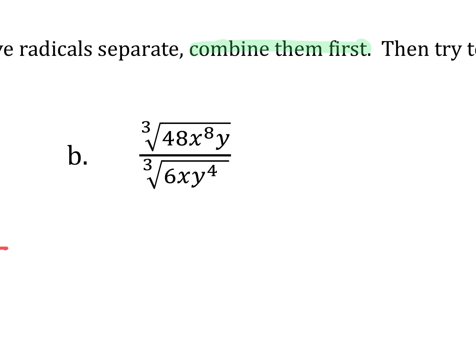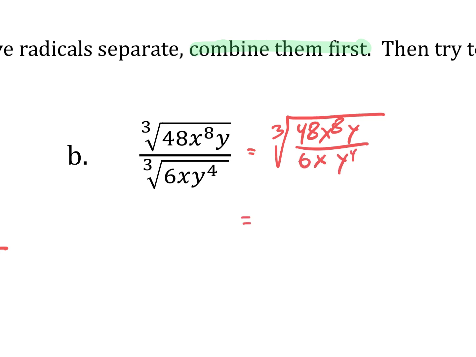Okay, one more here. Put them together: 48x to the 8th y over 6xy to the 4th. Now subtract. We'll subtract exponents here. 48 divided by 6 is 8, since 6 times 8 is 48. x to the 8th divided by x to the 1st will be x to the 7th.